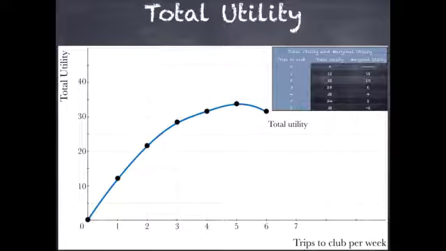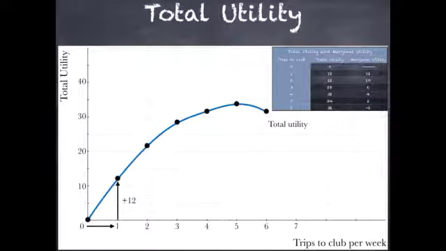Realize it has that shape: it's upward sloping, but the slope of it gets smaller and smaller as the number of trips to the club increases. You can see here that it's fairly steep, but it's getting flatter and flatter and flatter as we increase the number of trips to the club we take. Okay, that's the principle of decreasing marginal utility.